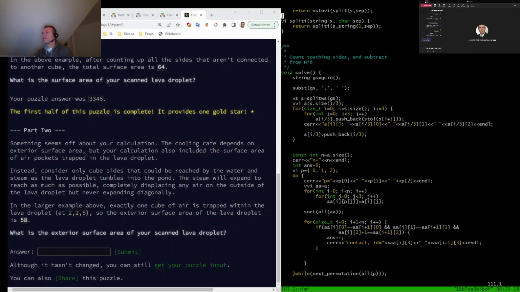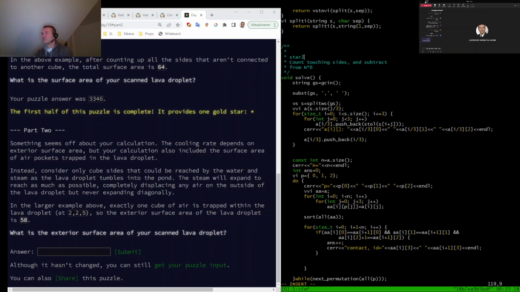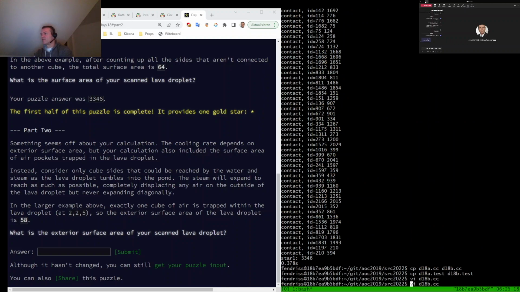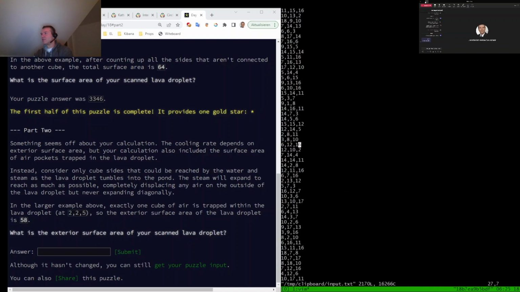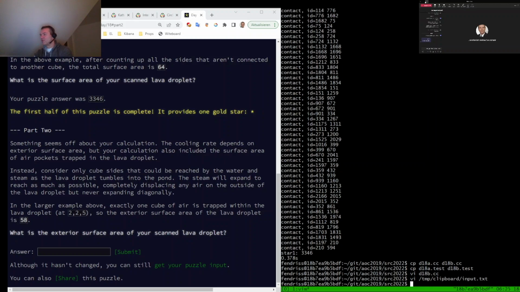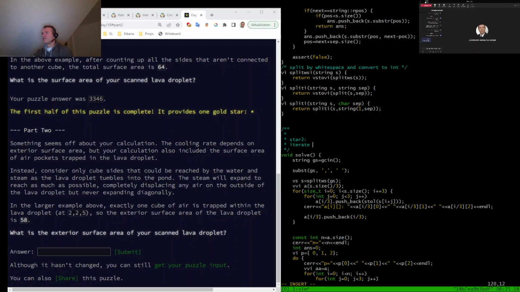Okay, star 2, iterate. No, but first let's look into the test data. So these coordinates are fairly small. Yeah, it's all small, like less than 100. Iterate a surrounding box.